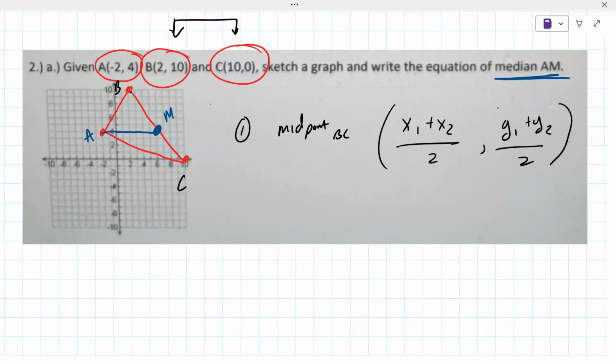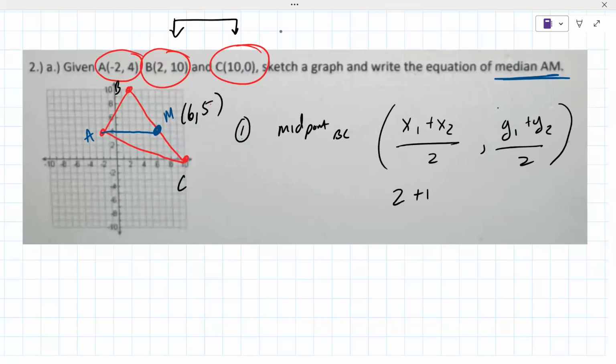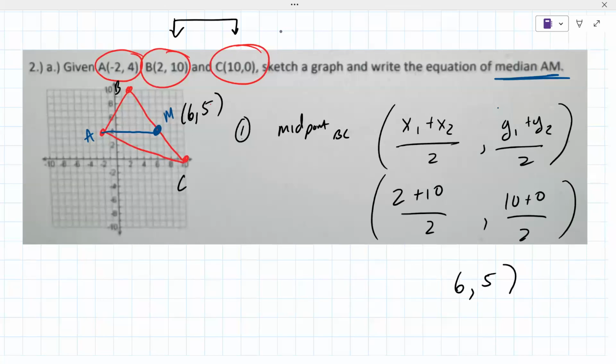6.5. Yeah. So it's exactly what you said it was. That's what I was a little surprised by as well, because you actually had the right numbers. We're just formalizing it over here. 2 plus 10 divided by 2, 10 plus 0 divided by 2, 6.5. All right. Now, the next thing is to determine the slope of AM.